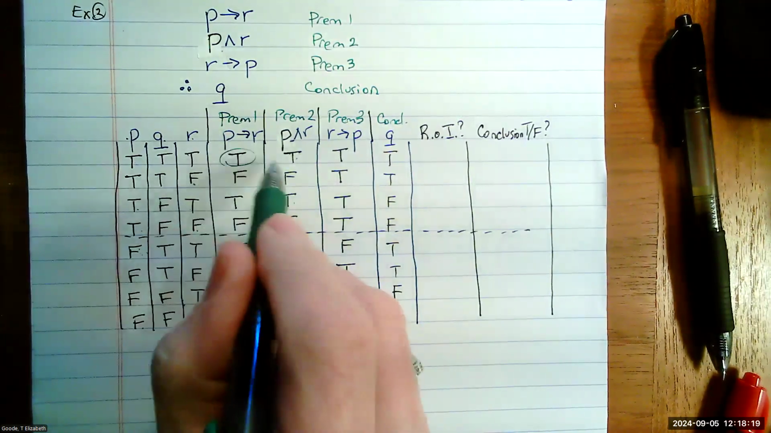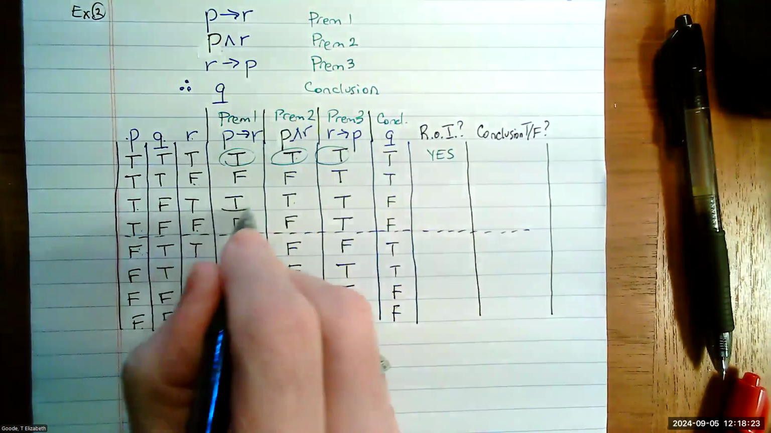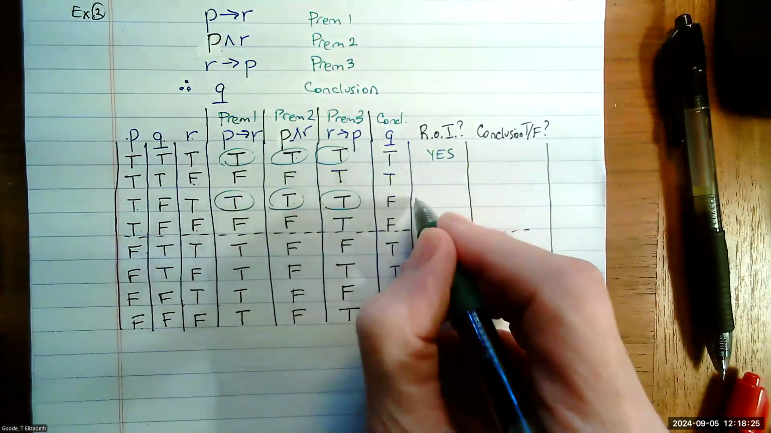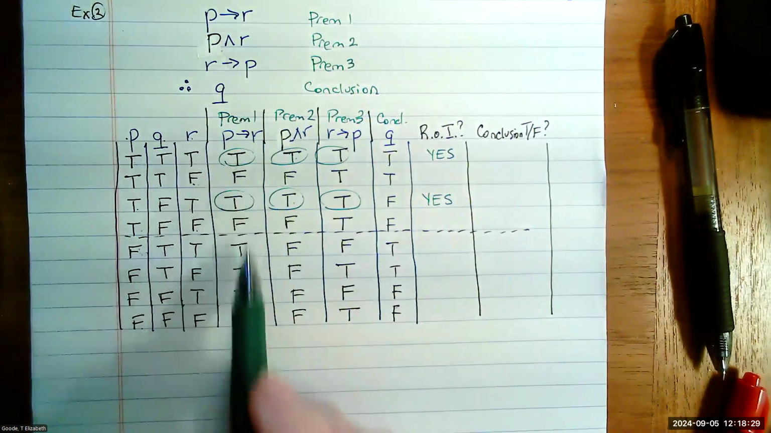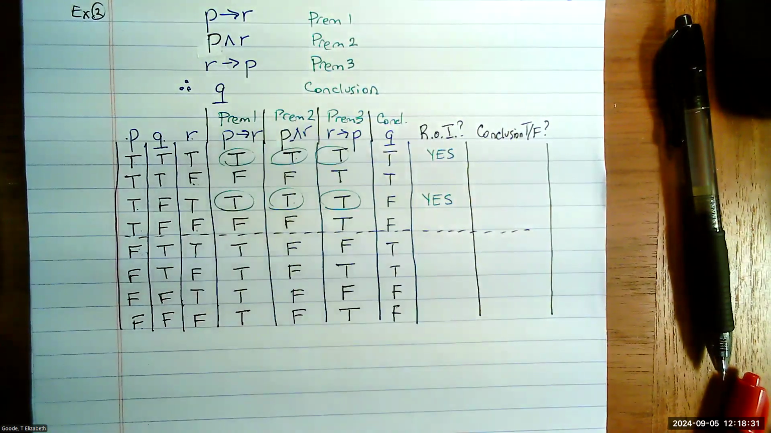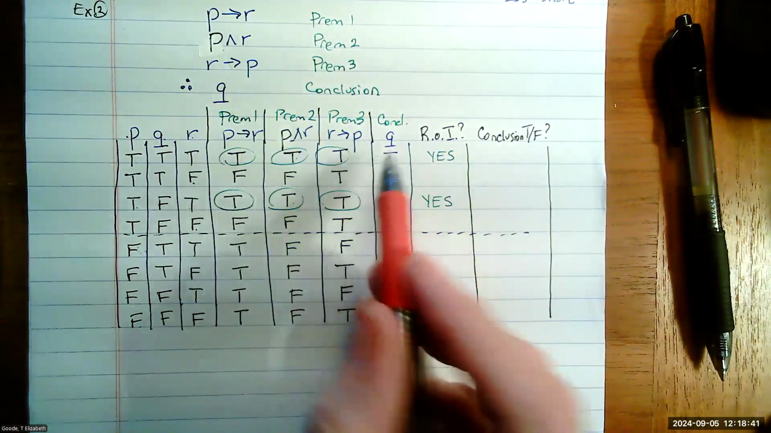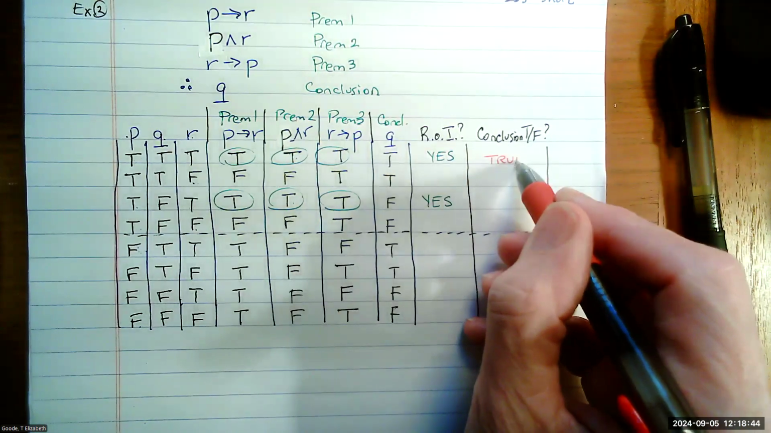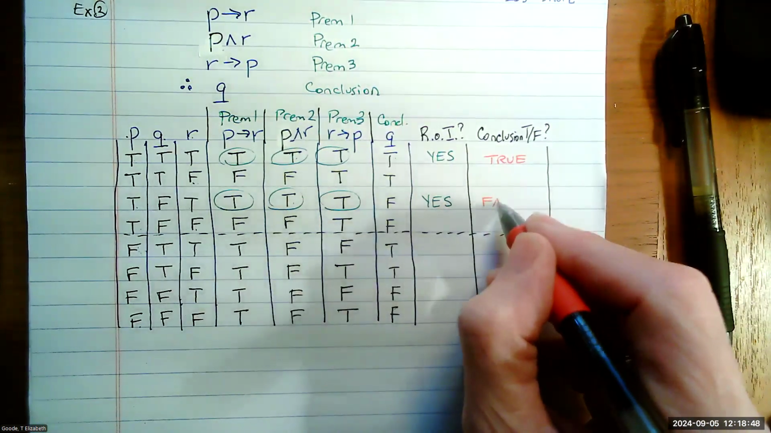Well, in row 1, all 3 premises are true. So yes, that is a row of interest. Row 3 is also a row of interest. Those are the only rows of interest because in all the other rows, at least one of the premises is false. And now we go to step 3. Let's check. Is the conclusion true or false in each row of interest? Well, in row 1, the conclusion is true. In row 3, the conclusion is false.